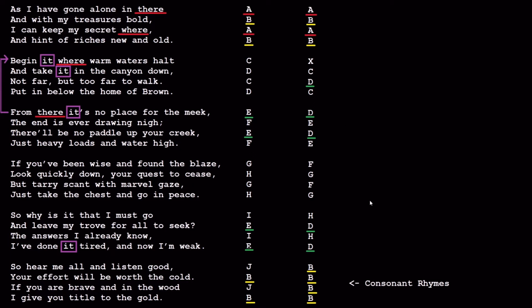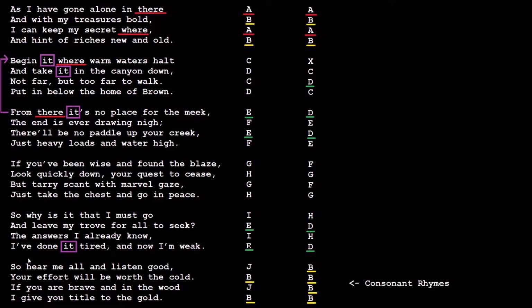I don't really think it matters. I think either way, you know what's going on here. This stanza is telling you to go back and do what the poem is telling you to do. So either way you express it, it's still the same thing. So he's saying, so hear me all, listen, good would bring you back up to as I have gone alone in there. He wants you to do that. Begin doing what he's saying. And then on the next line, of course, he's saying your effort will be worth the cold. And as you know, the cold is referring back to treasure's fold.